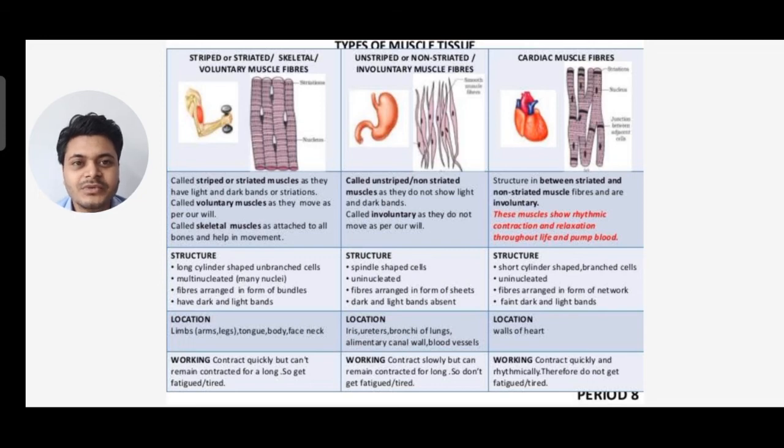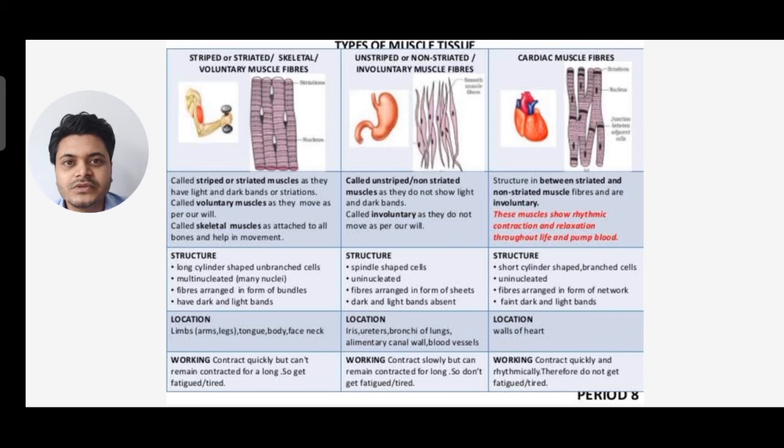Now let's see about the location. Skeletal muscles are present in the limbs, that is arms and legs, tongue, body, face and neck, and unstriated muscles are present in the uterus, bronchi of lungs, alimentary canal, wall and blood vessels, and cardiac muscles are present in the wall of the heart.